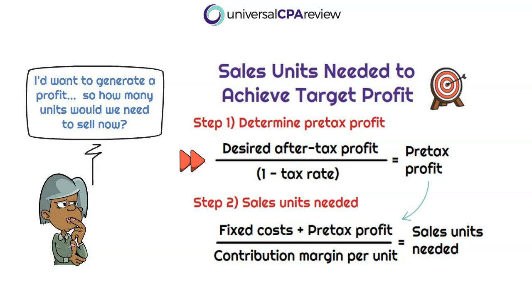And that gives you the pre-tax profit. And then step two, this is similar to break-even point, except on the numerator, we're taking fixed costs plus that pre-tax profit. So that gives us the sum for the numerator. Then we divide by contribution margin per unit, and that tells us the sales units that the company needs to sell in order to offset their fixed costs and earn that pre-tax profit before applying a tax rate, right?